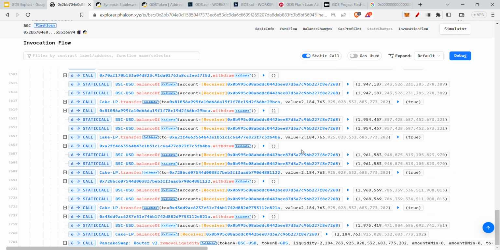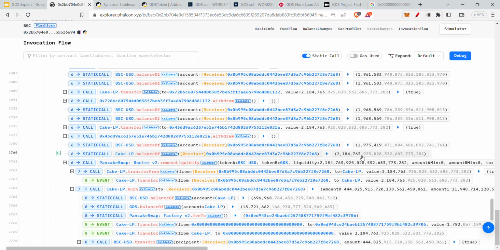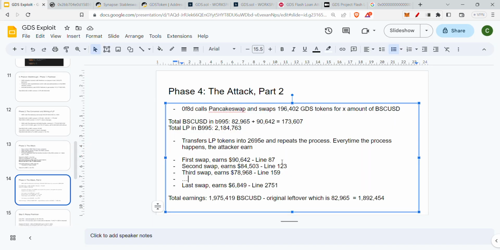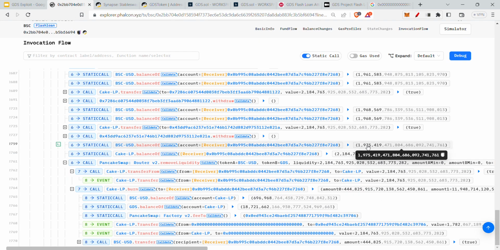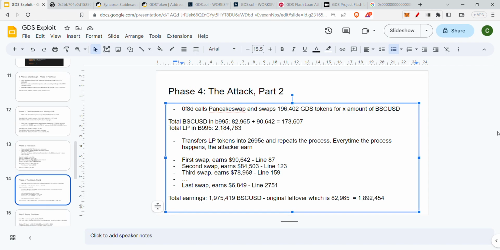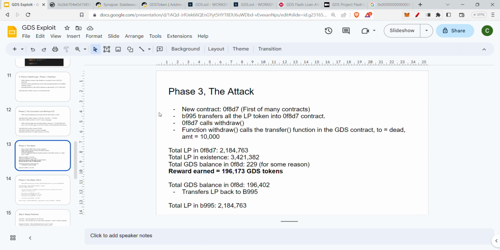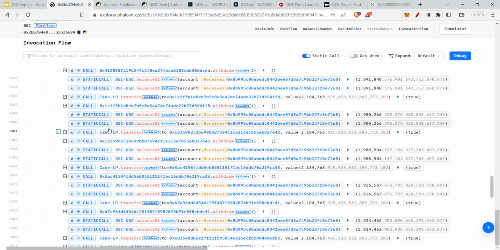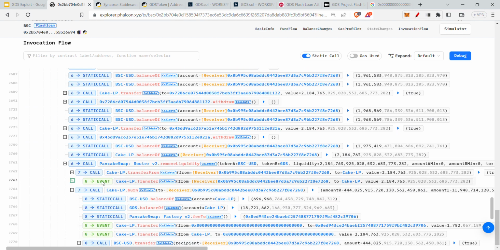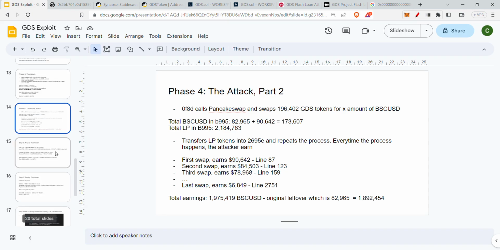But it's still a lot of money, right? So many swaps and so many contracts happening. So he earned a total of 1.975 million. So that's phase 4. Phase 4 is just the same thing that happens in phase 3, but you multiply it by 76 times. 76 times, yes, I actually counted 76 times. Okay, let's look at phase 5.